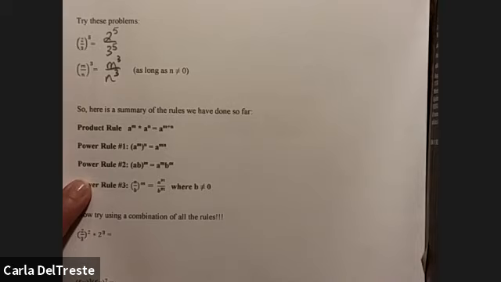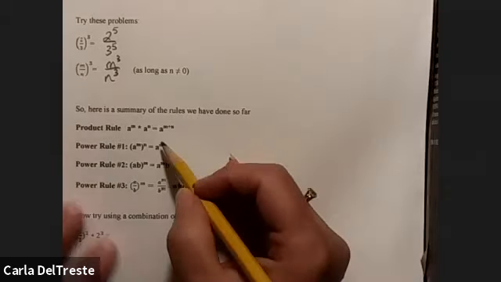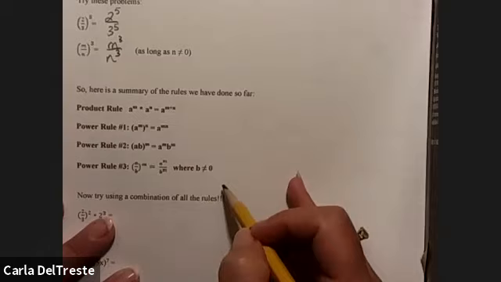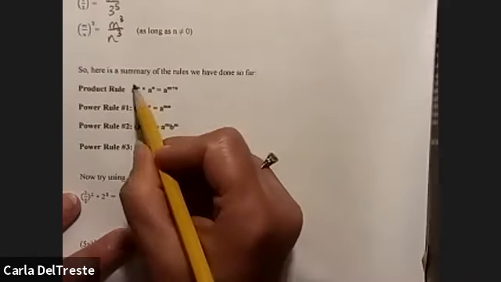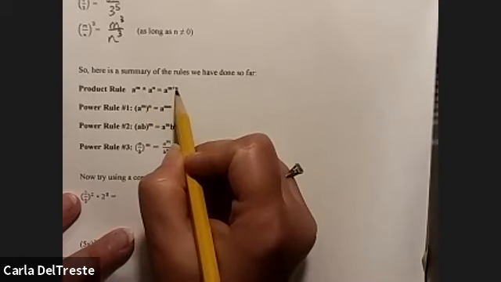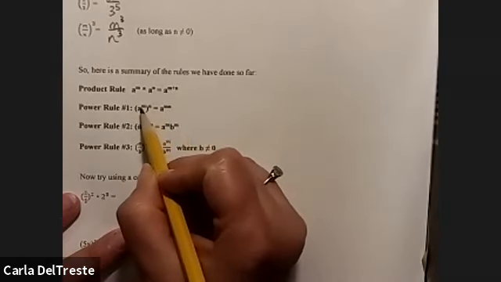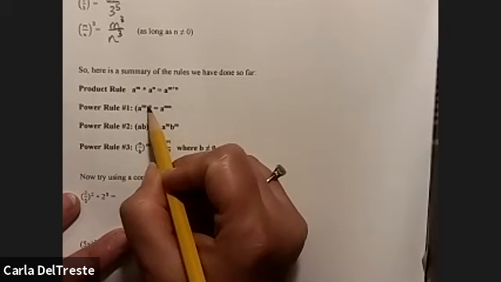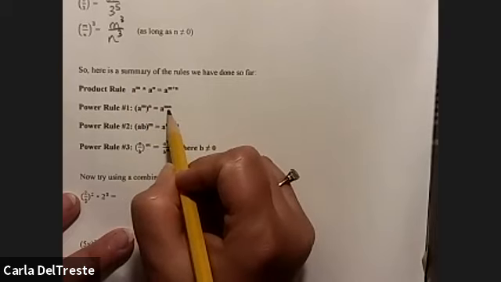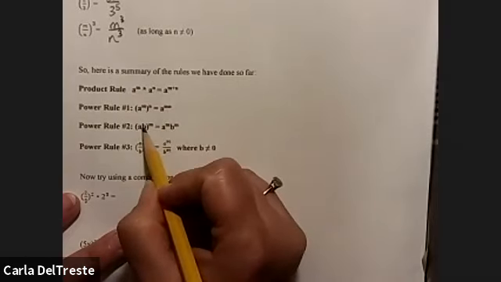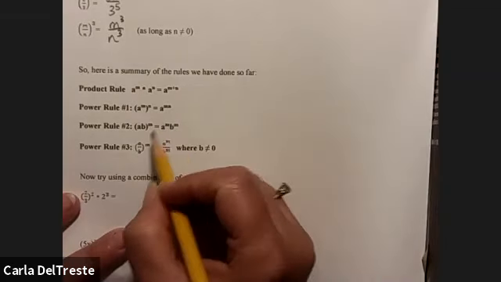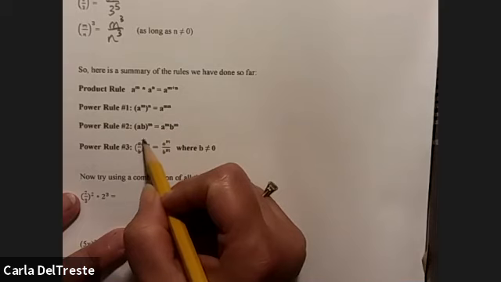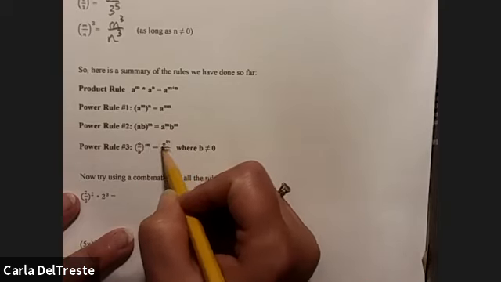Okay? So we have a summary in bold right here of the rules we've seen so far. When you multiply like bases, you add the exponents. When you raise a base to 2 powers, you multiply the exponents. When you raise a product to a power, the power comes into all parts of the product. When you raise a fraction to a power, the power comes to both parts of the fraction.